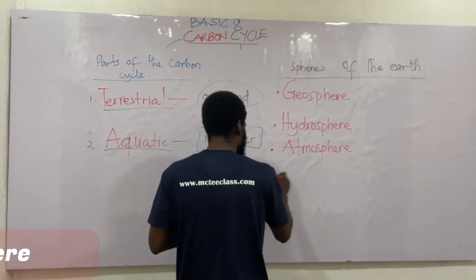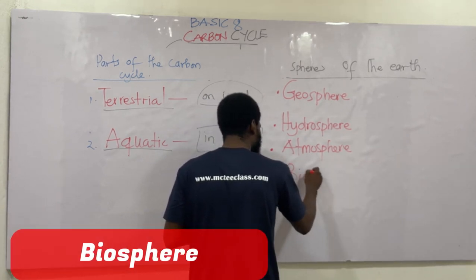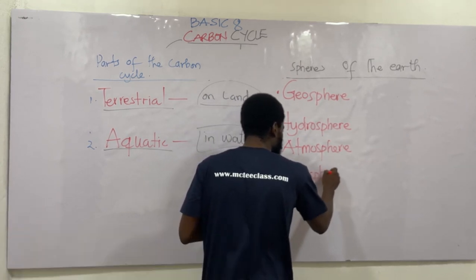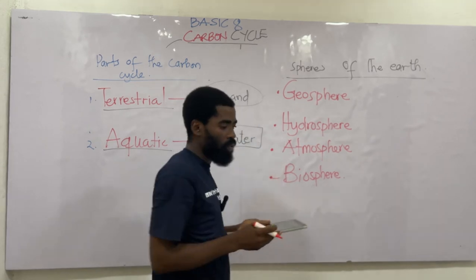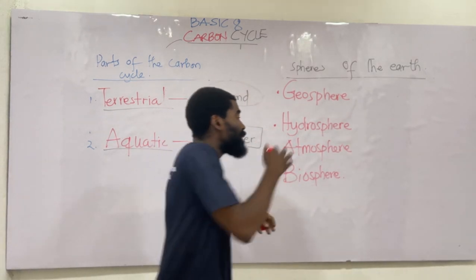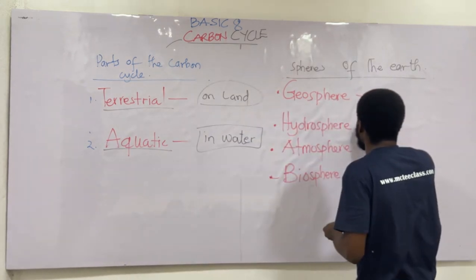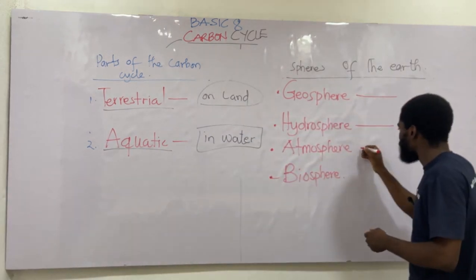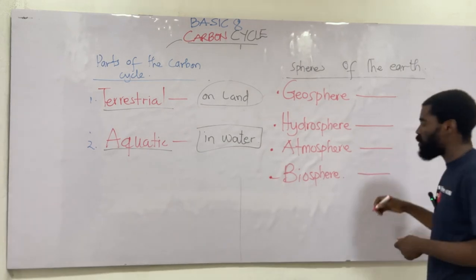The atmosphere. Then we have the biosphere. So these are the four spheres, and also how carbon circulates. All I have said is the same thing I'm saying here, just to give you more information. When we say geosphere, hydrosphere, atmosphere, biosphere, what are they?